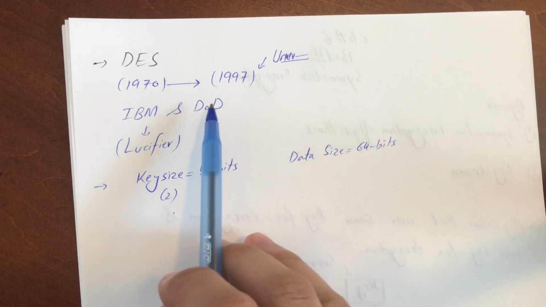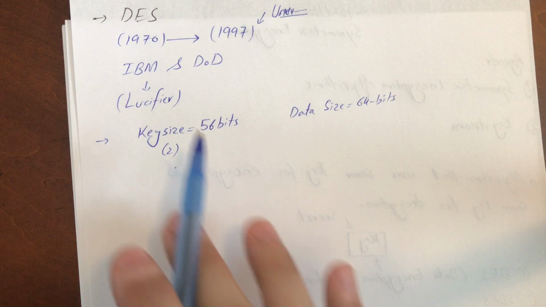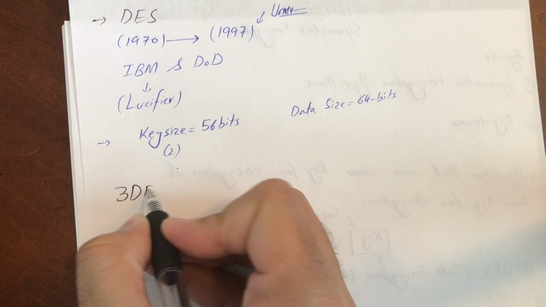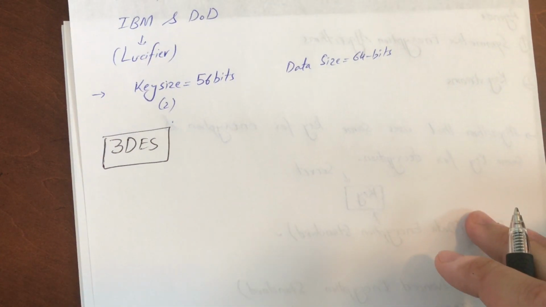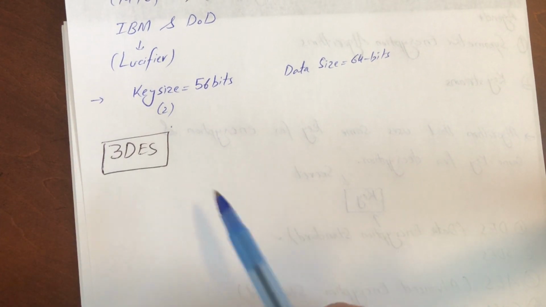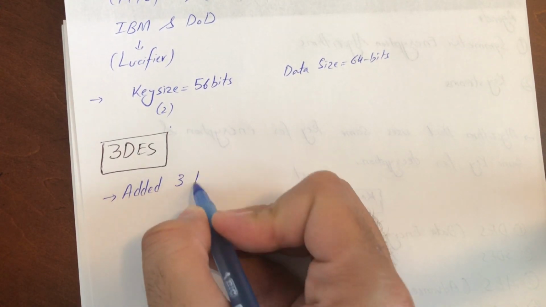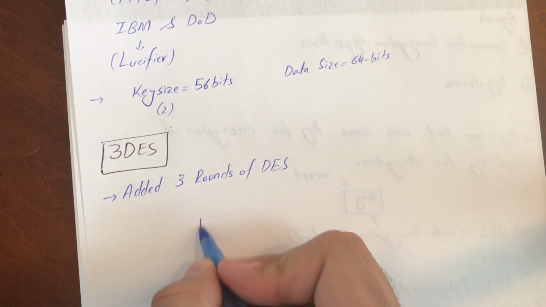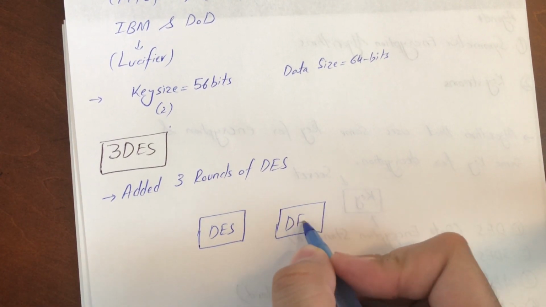When DES was unveiled back in 1997, it received many attacks, and many vulnerabilities were reported. So the Department of Defense suspended the DES algorithm and started using Triple DES just to increase the computational complexity for adversaries. Triple DES is basically nothing but 3 rounds of DES. We use 3 DES instead of 1 DES.